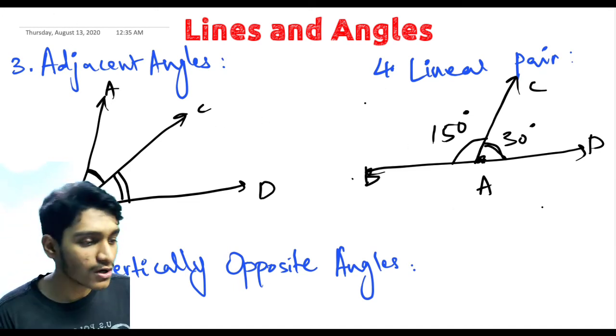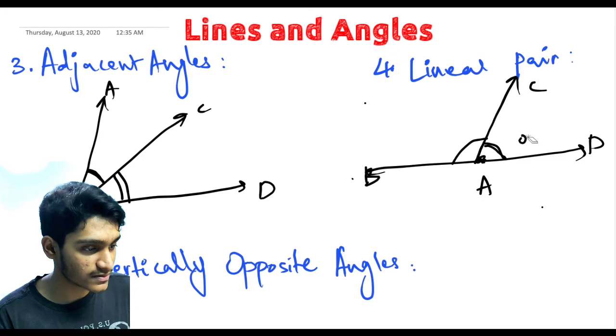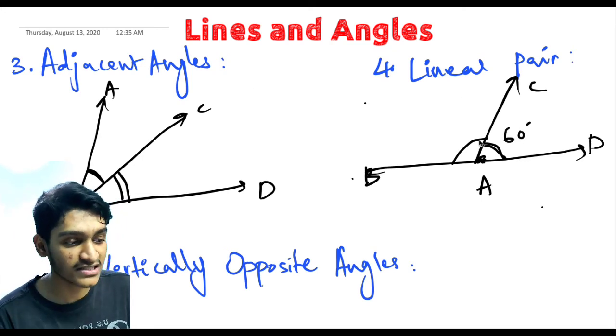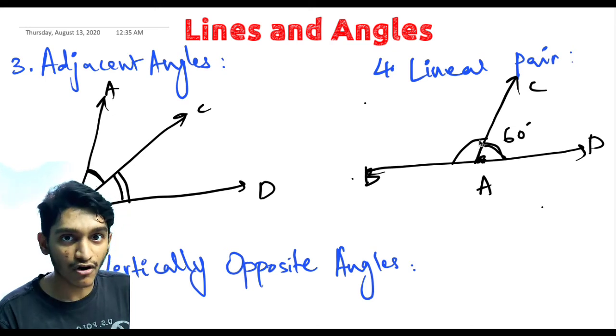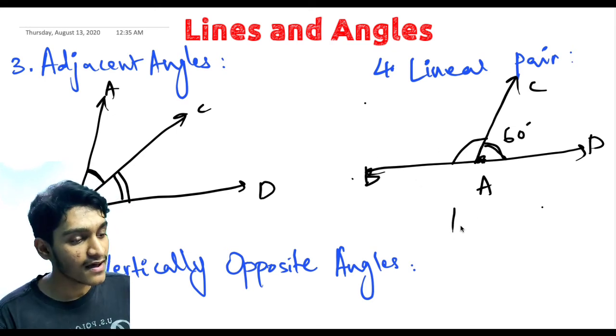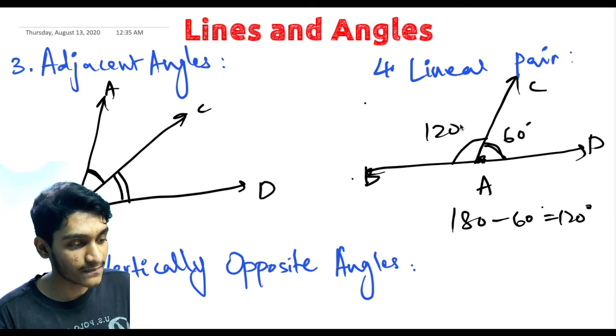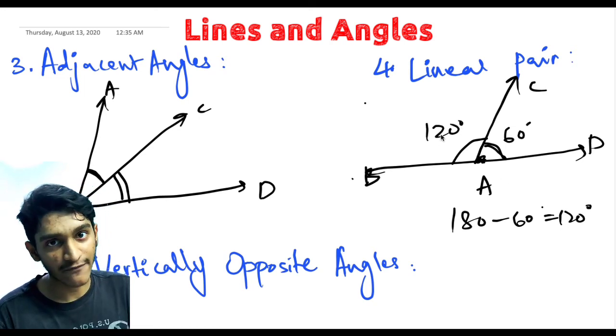Now let me repeat what I said in simpler terms. Okay, so when I take a different set of angles, suppose this angle is 60 degrees, then what is the other angle? Well, according to linear pair, the other angle is 180 minus 60, which is 120 degrees. Now that was linear pair for you.